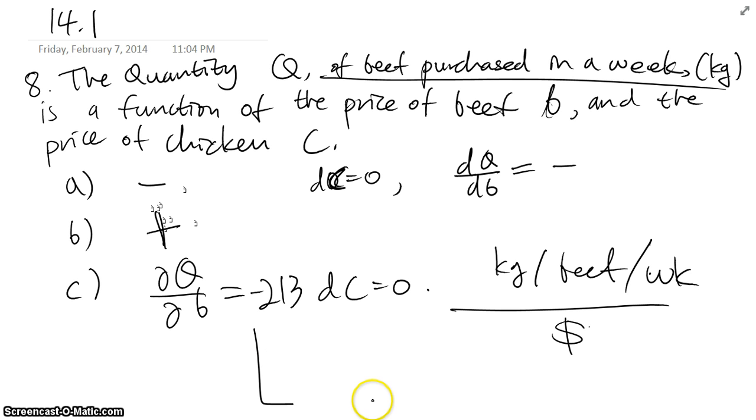So the relation between Q and B is going to be linear, with a slope of negative 213.